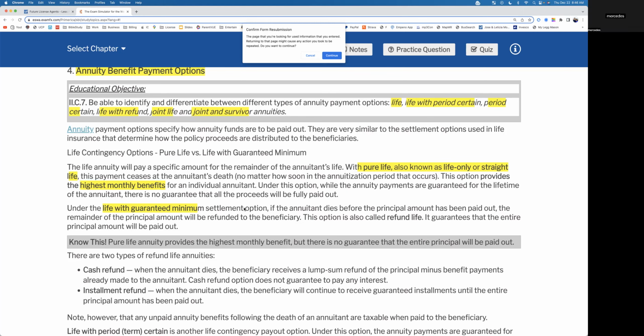Okay. Make sense? Any questions so far? I thought I would lose the difference. Not on a guaranteed minimum. On life only, you do. Pure life, life only, straight life, you definitely do. If you die early, you'd lose the benefit.